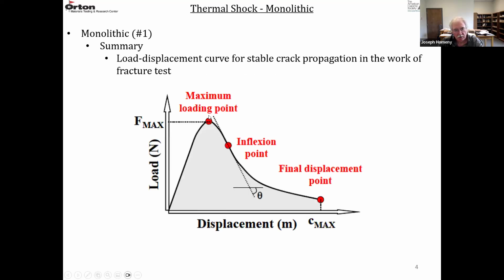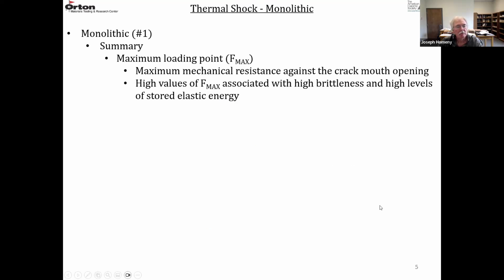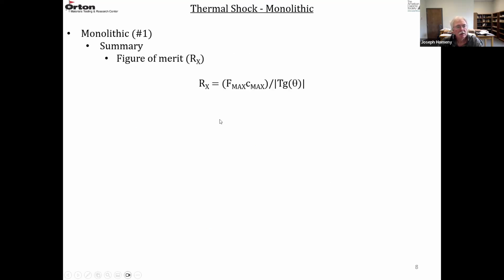So in this paper, they looked at these 3 points: the maximum loading point, the slope at the inflection point on this portion of the curve as the crack propagates, and then the final displacement point, Cmax. They also came up with their own figure of merit, Rx, and another R parameter, but it's simply F max times C max divided by the angle for this tangent.